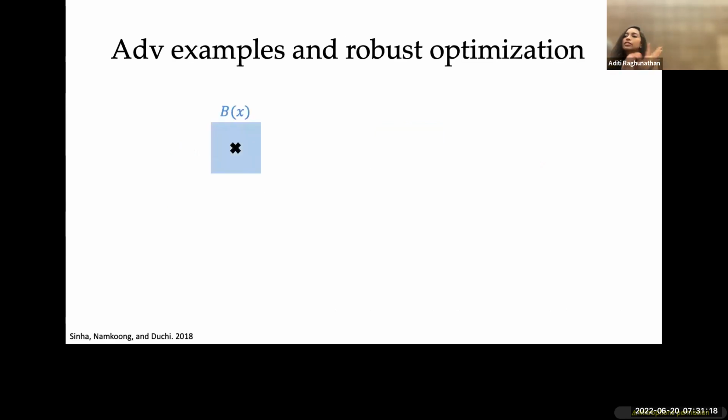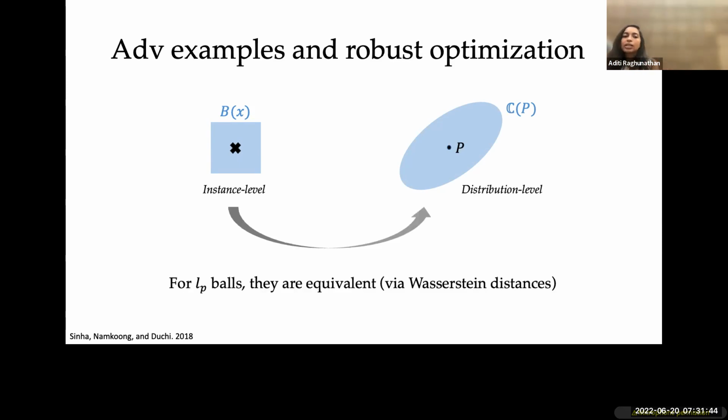So just a quick nuance of how this connects to robust optimization. In adversarial examples, you have an input and then you define a set of perturbations and we want to do well. What I presented earlier as a robust optimization framework is you have a training distribution, and we have a family of distributions around it. So you go from the instance level to the distribution level. And you can actually mathematically connect these two and show that they're equivalent for Lp balls. That is, when this set B of X is an L infinity ball or an L2 ball, via something called the Wasserstein distances.